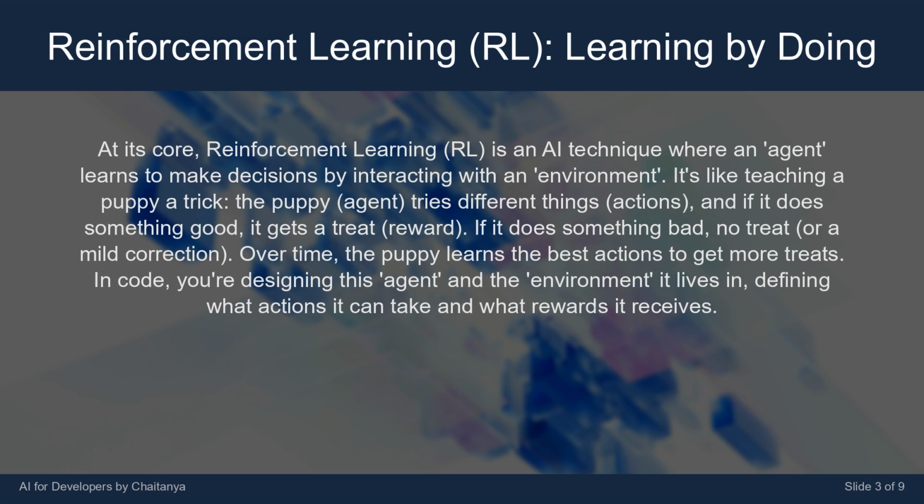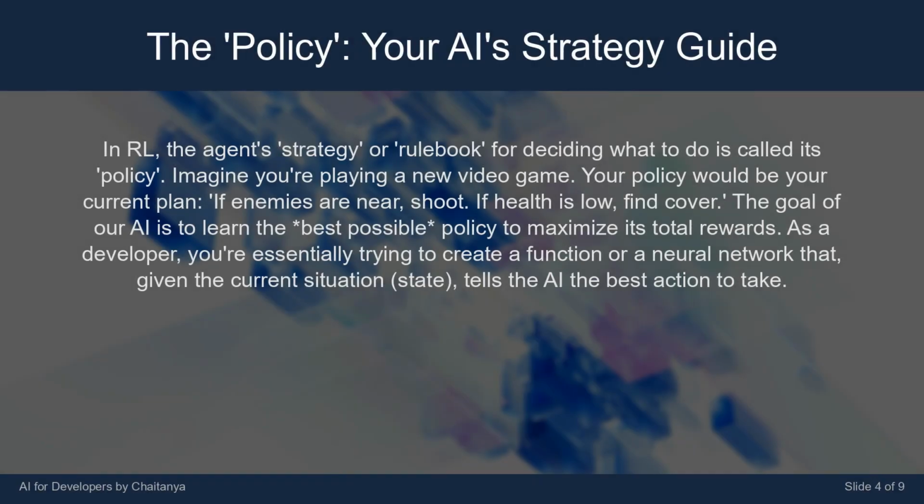rewards it receives. In RL, the agent's strategy, or rulebook, for deciding what to do is called its policy. Imagine you're playing a new video game. Your policy would be your current plan. If enemies are near, shoot. If health is low, find cover. The goal of our AI is to learn the best possible policy to maximize its total rewards.